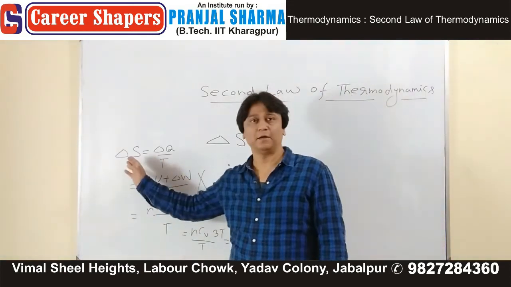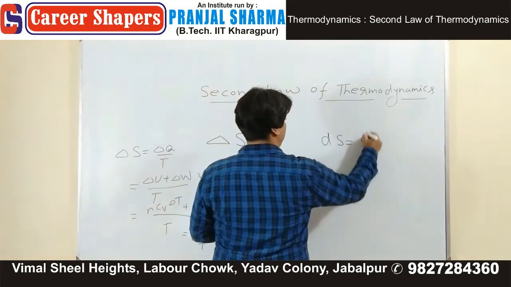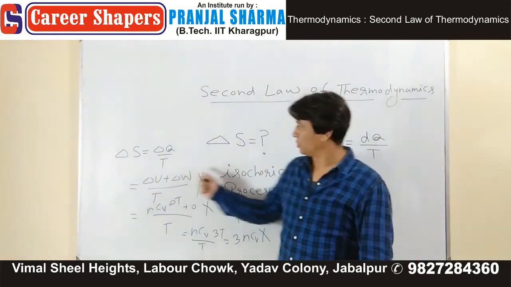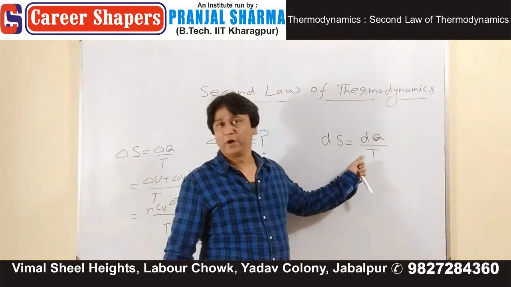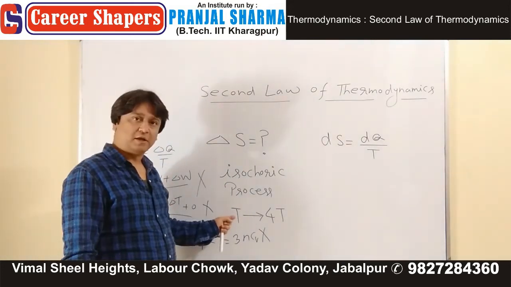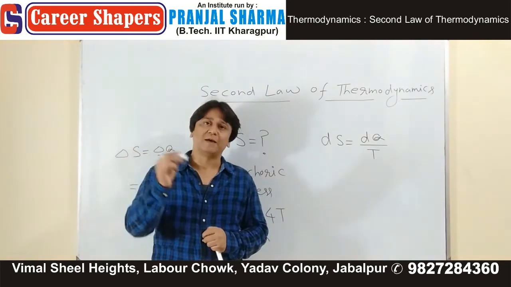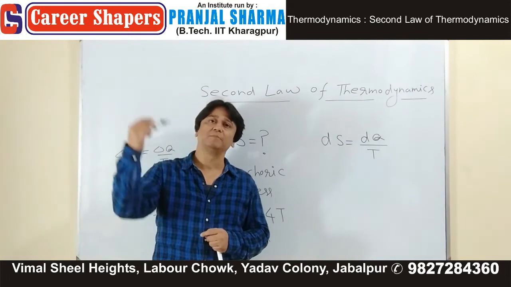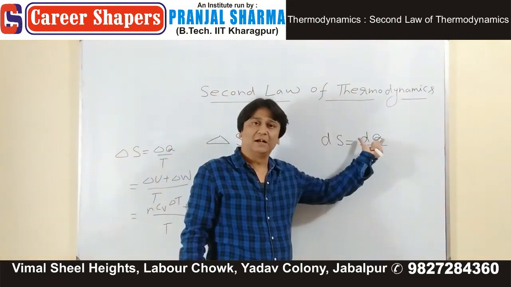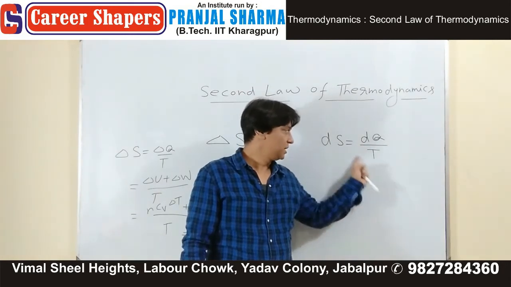This is why we do not prefer delta and we prefer d. dQ upon T, it's an isochoric process. T is going to change continuously. You give it some heat at temperature T, it receives the heat, temperature increases. Let's say you start with 10. You give it some heat, temperature becomes 11, then 12, then 13, and so on. If you directly wrote delta S and delta Q and used delta Q as delta U plus delta W, then you are saying that throughout T is the same.